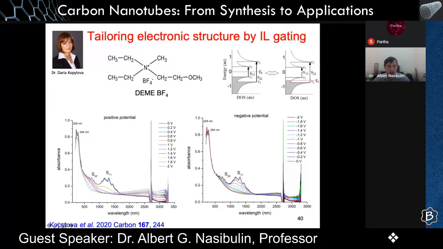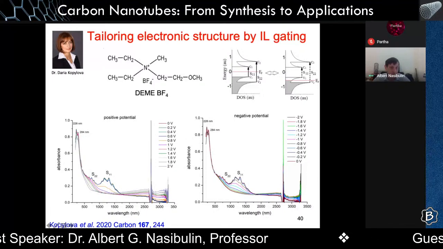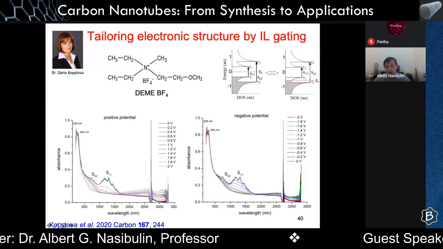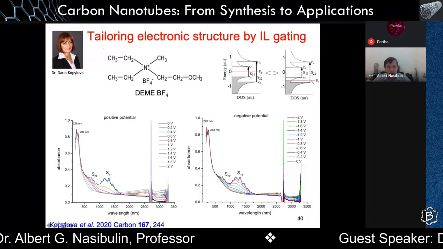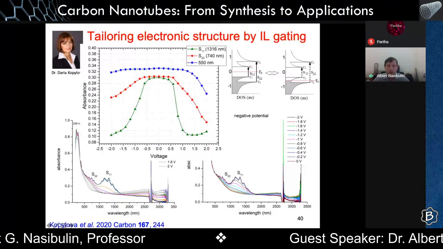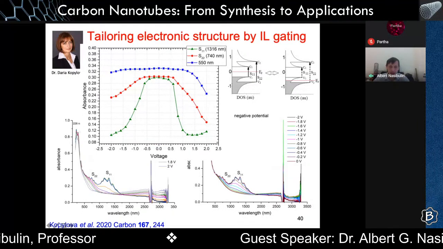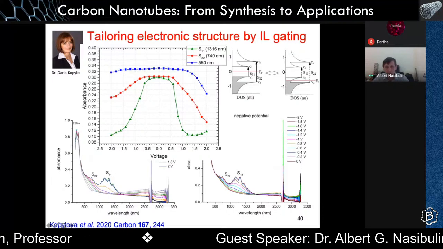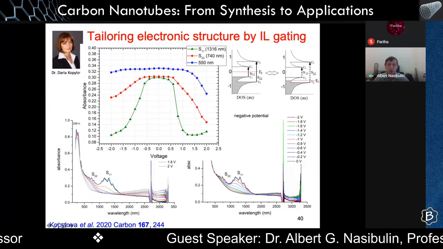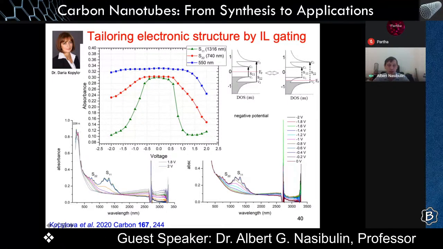So you could utilize this to change the absorbance of carbon nanotubes, which can be defined by linear absorbance or linear properties, but also nonlinear properties could be changed. I will show you this a bit later. When you apply the voltage, you could see at 550 nanometers, this spectrum is quite important for us. So we could make them more transparent.